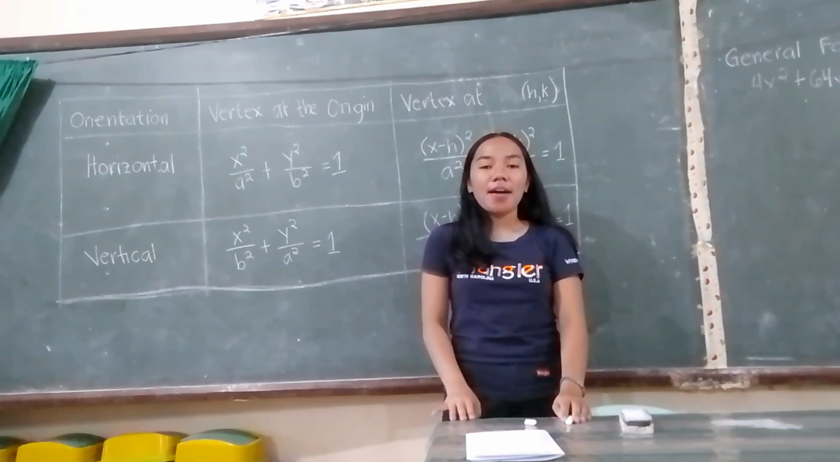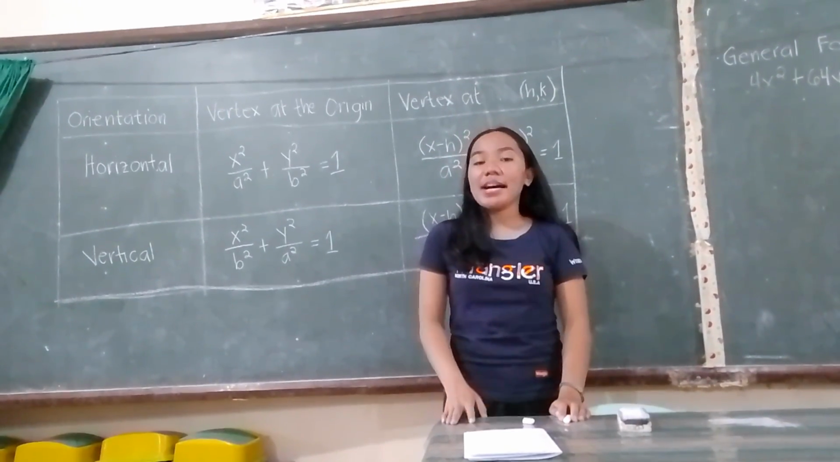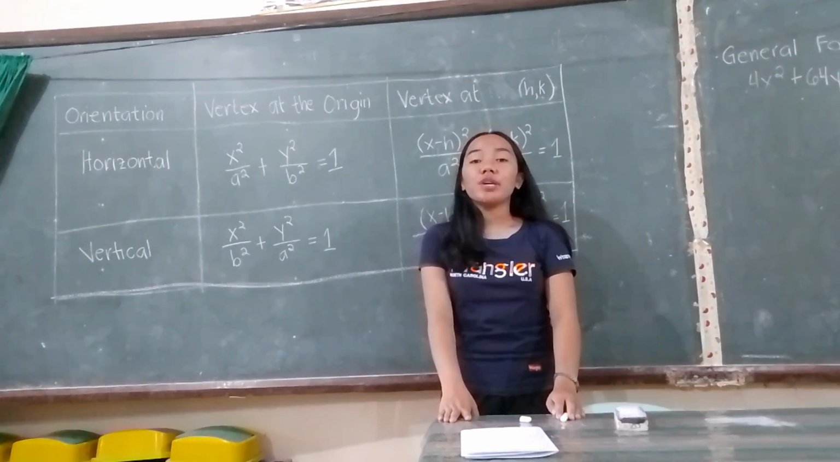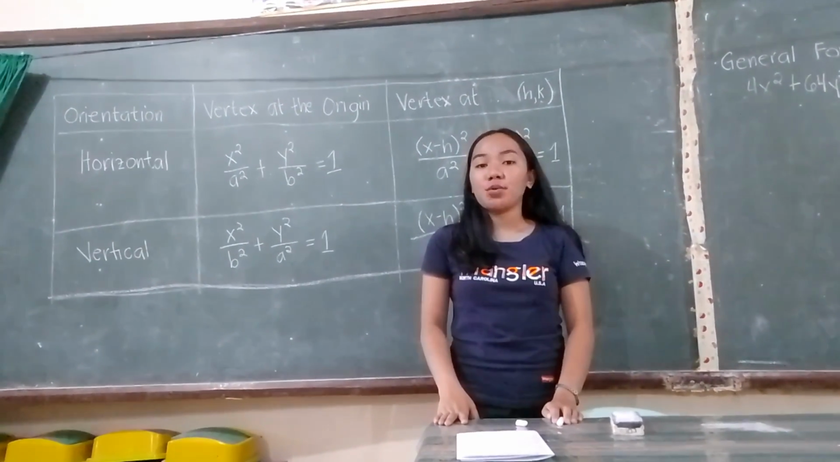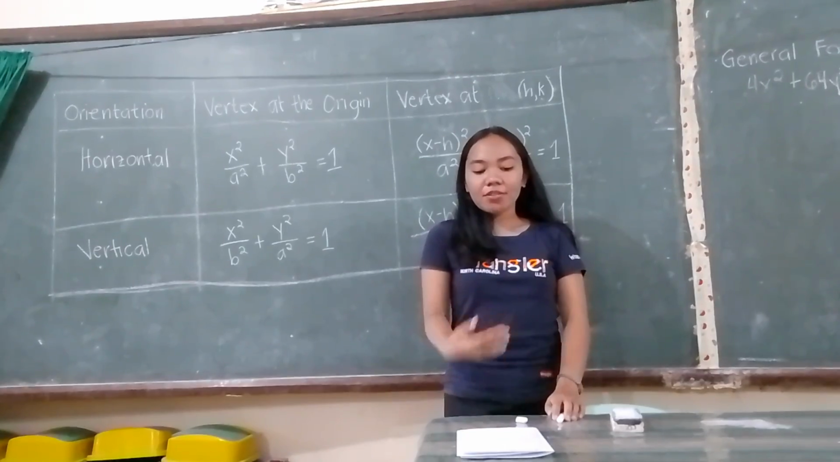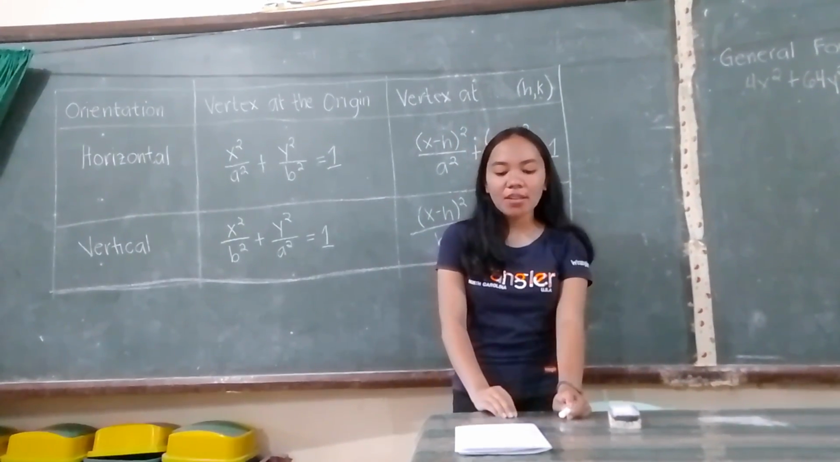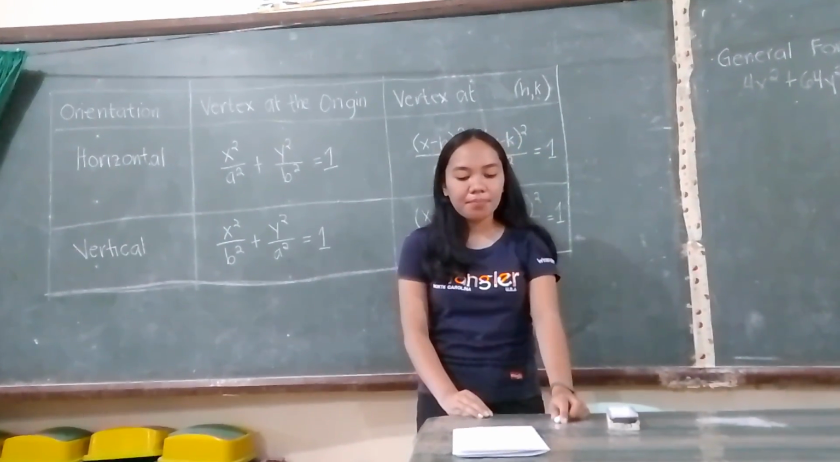First, let us have our objectives. At the end of the lesson, we should define an ellipse, determine the standard form of equation of an ellipse, and graph an ellipse in a rectangular coordinate system.